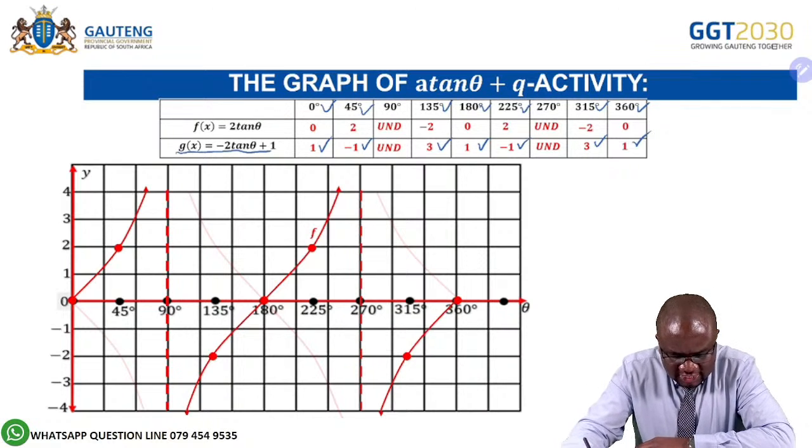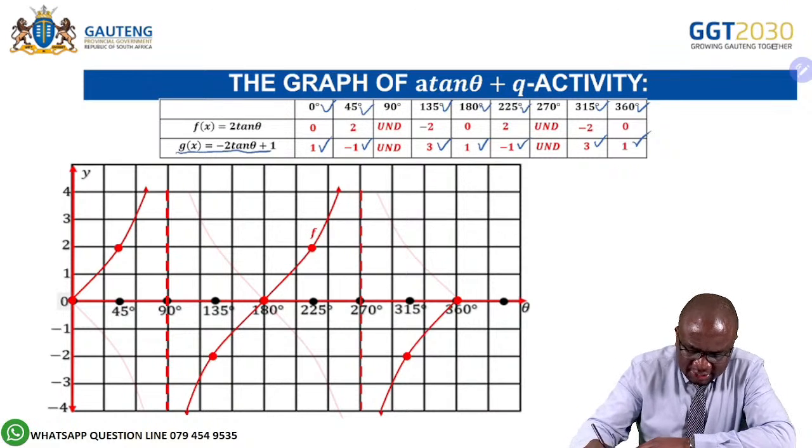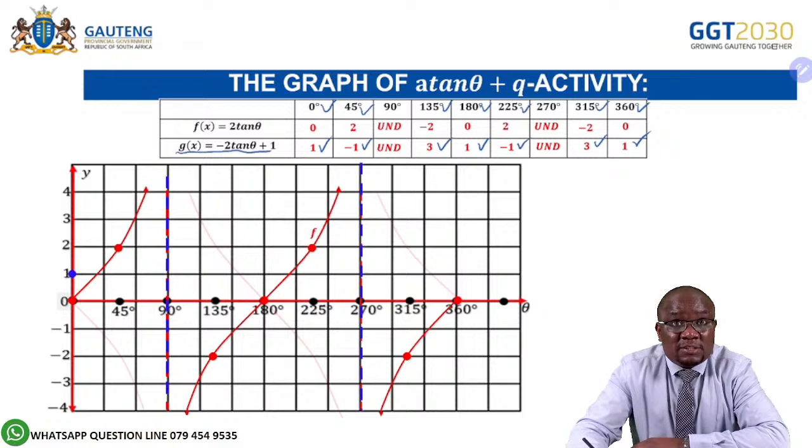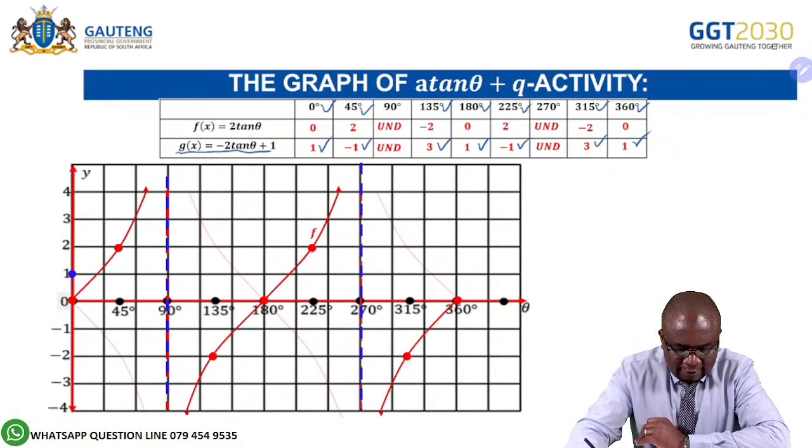Right, let's plot our points. We said 0 goes with 1. Where's 0 and 1? There. Oh, I started with the asymptotes. I always forget this. Okay, the asymptotes. Then 0 goes with 1. Do you see the point? The blue ones. Just check the blue dots. 0 goes with 1. 45 degrees, negative 1. Do you see that? Okay.